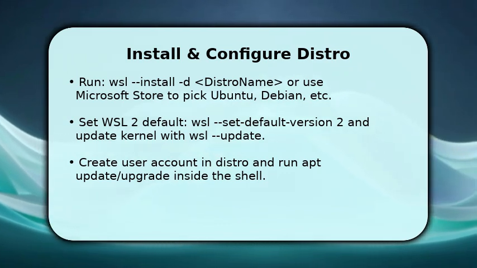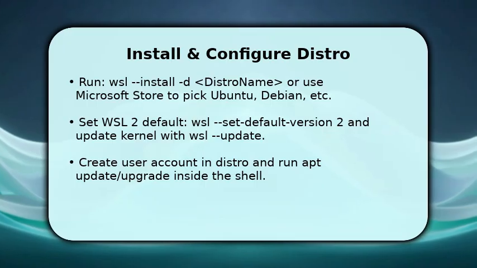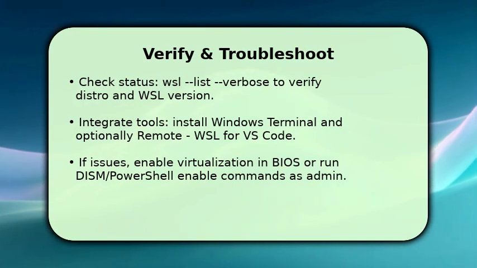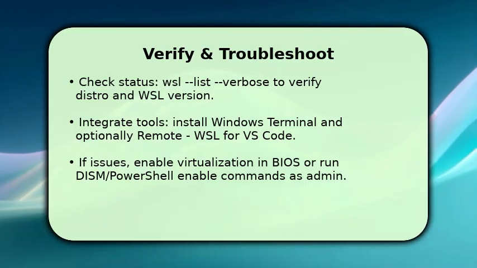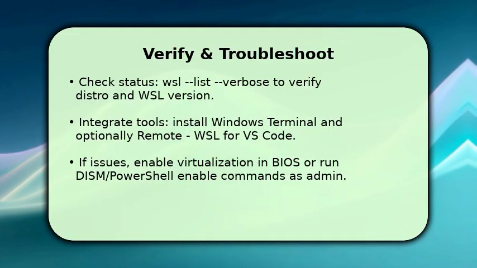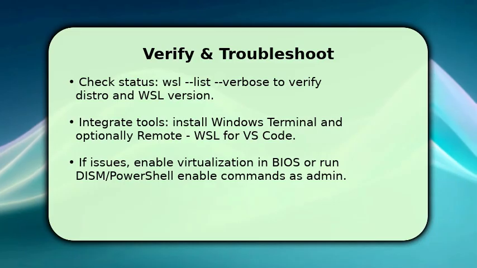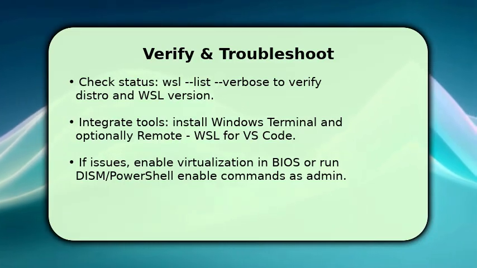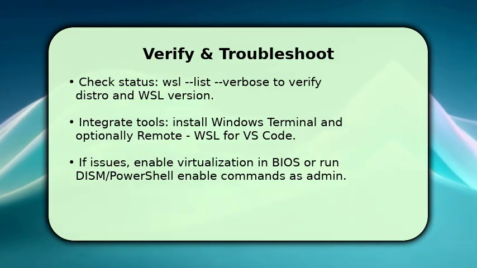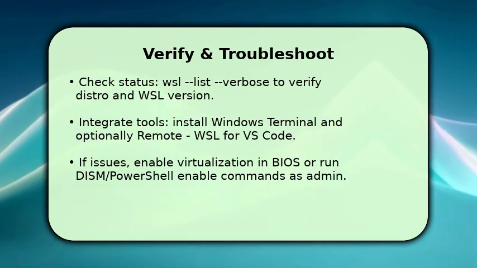Finally, verify success by running WSL list verbose to confirm your distro is running under version 2. Start the distro from Windows Terminal or the Start menu and install Windows Terminal and the remote WSL extension if you want seamless editor integration. Make sure file paths and ports behave as expected by testing a simple service inside Linux.